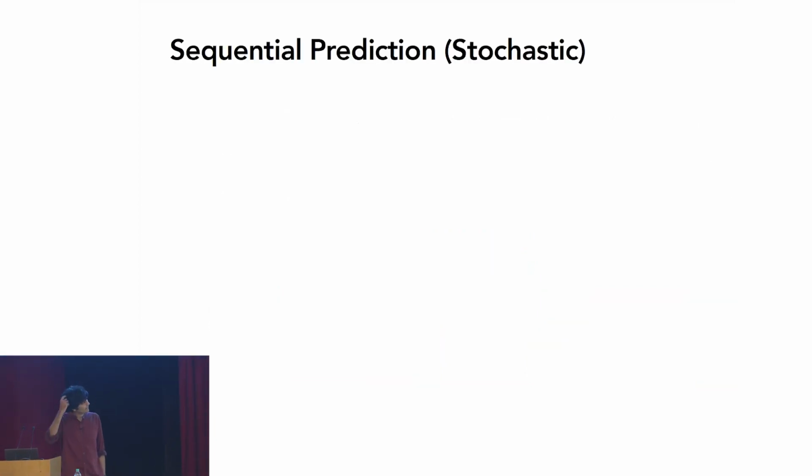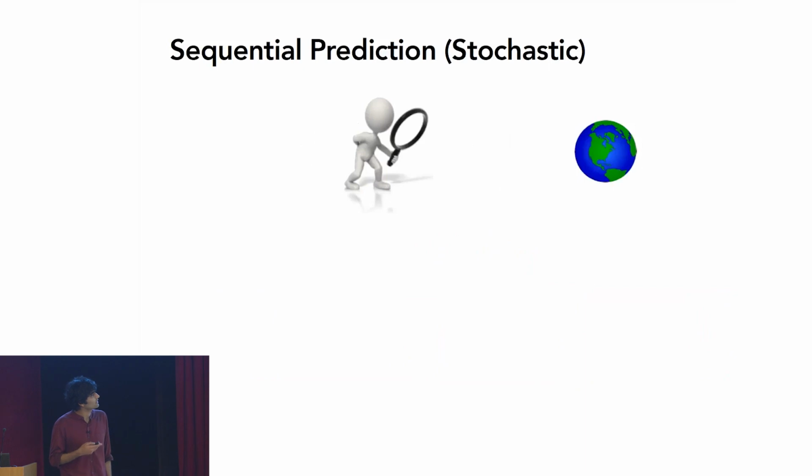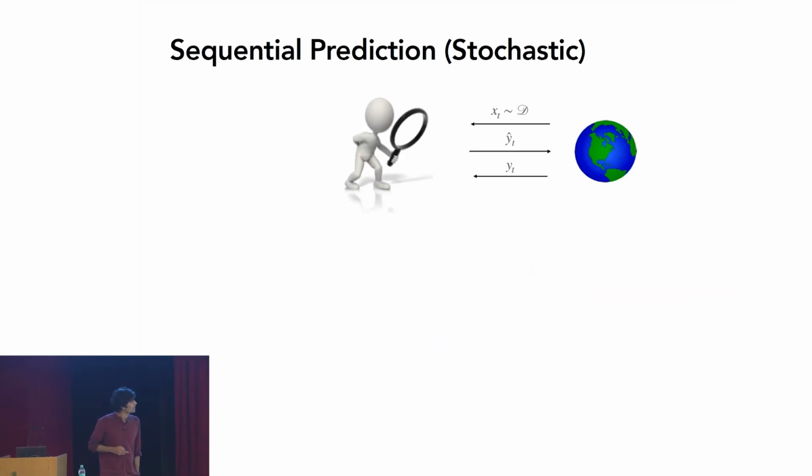So let's dive right into the problem that we are interested in. The problem we'll look at today is sequential prediction. It works as follows. There's a learner and there's nature. The stochastic version of this problem works as follows. At each time, nature draws an xt from some distribution d, and the learner observes this. Then the learner predicts a y hat t, which is, let's say, Boolean. Then nature gives out the true label. And this repeats for t steps.